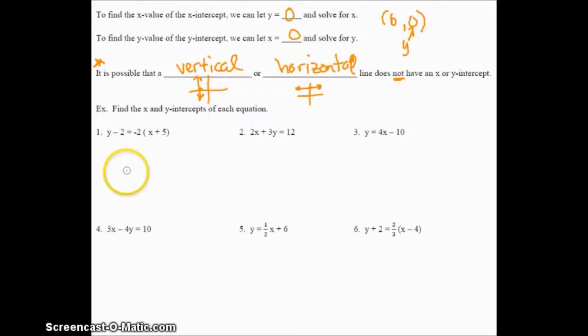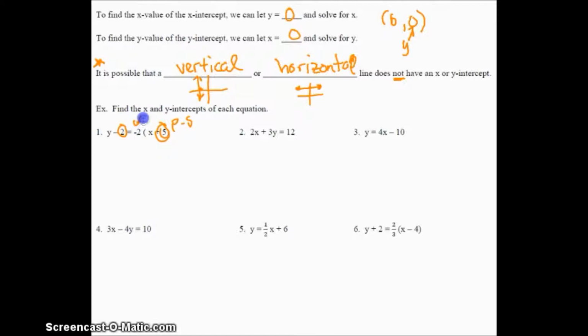So let's take a look at some examples. For number 1 here, we have a form right here. Which form of an equation is this in? Slope-intercept, point-slope, or standard? Okay, it is in point-slope. So we have a point here of plus 5. That would become a negative 5 within our point. And then we have a minus 2, which is just a positive 2 when we construct our point.